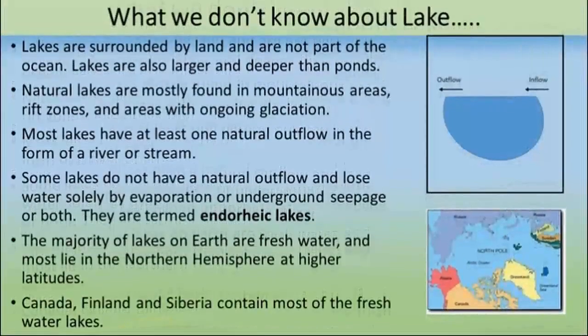So what are the features of the lake? You can see the features. Lakes are surrounded by land and are not part of the ocean. This is very clear. A lake never becomes a part of the ocean, and lakes are also larger and deeper than ponds. Natural lakes are mostly found in mountainous areas, rift zones, and areas with ongoing glaciations.